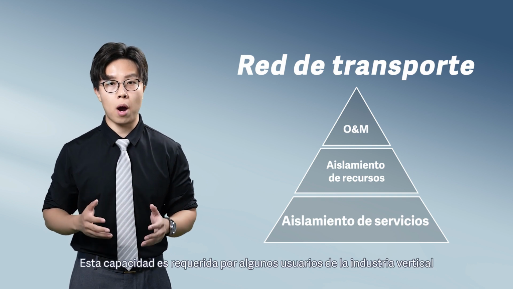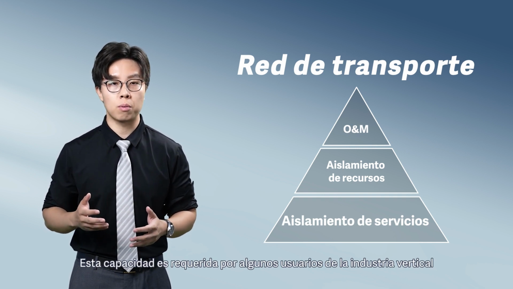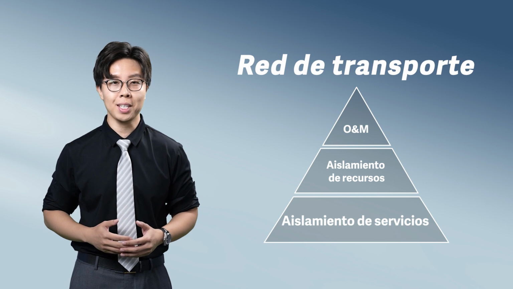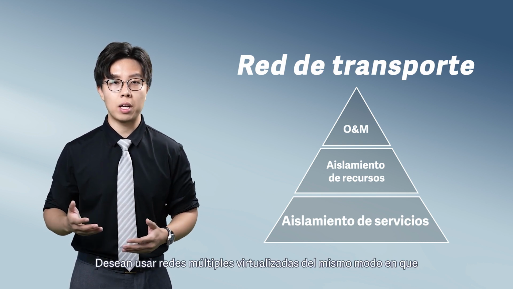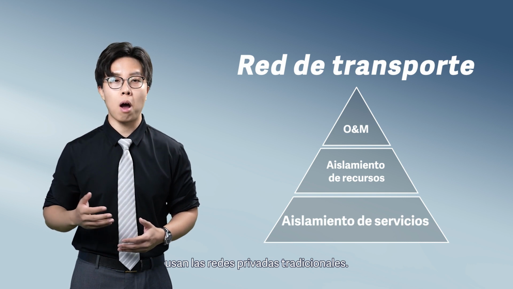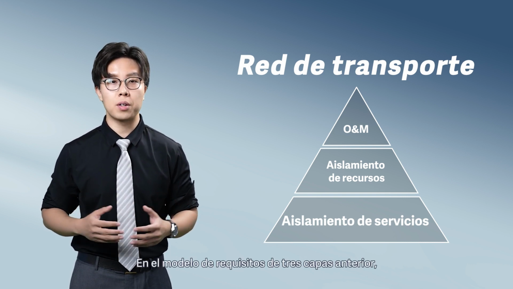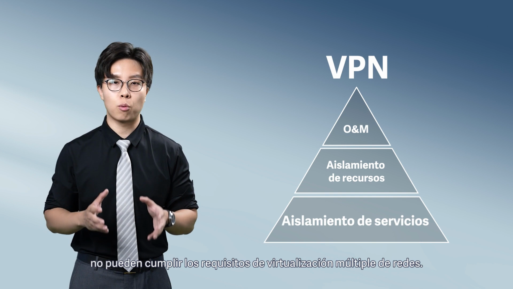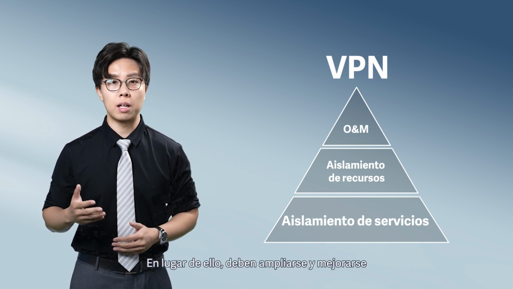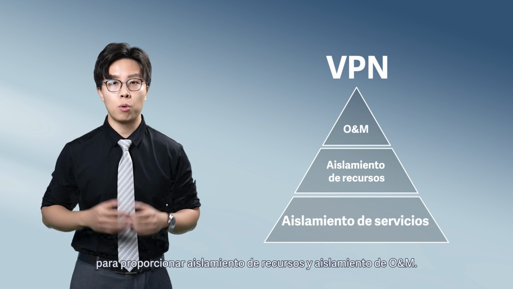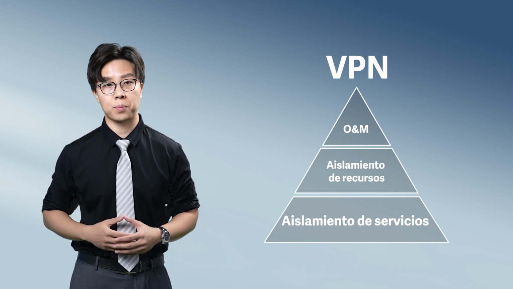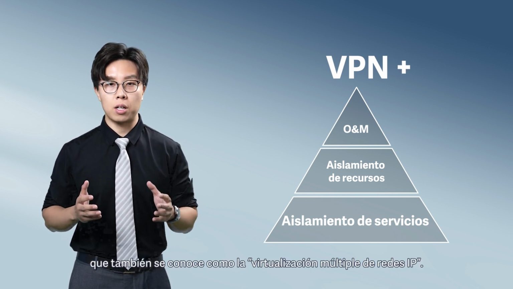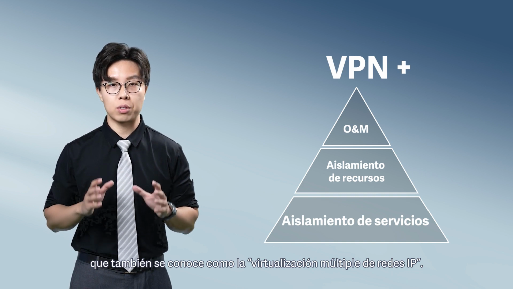This capability is required by some vertical industry users who need independent management and O&M of network slices. They want to use network slices in the same way as they use traditional private networks. From the preceding three-layer requirement model, we can see that traditional VPN technologies are unable to meet the requirements of network slicing. Instead, they need to be extended and enhanced to provide resource isolation and O&M isolation. This is where enhanced VPN comes in. Enhanced VPN is also referred to as the IP network slicing solution.